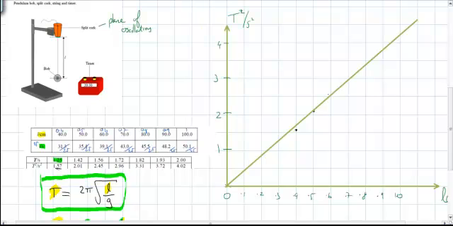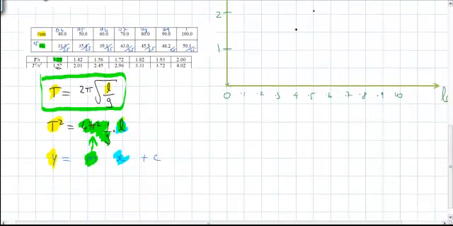So plot all the points, fit a best fit line, and then if it's a straight line graph through the origin, it shows that the period squared is proportional to the length of the pendulum. And finally, you can calculate the slope of that line and use that to work out g.